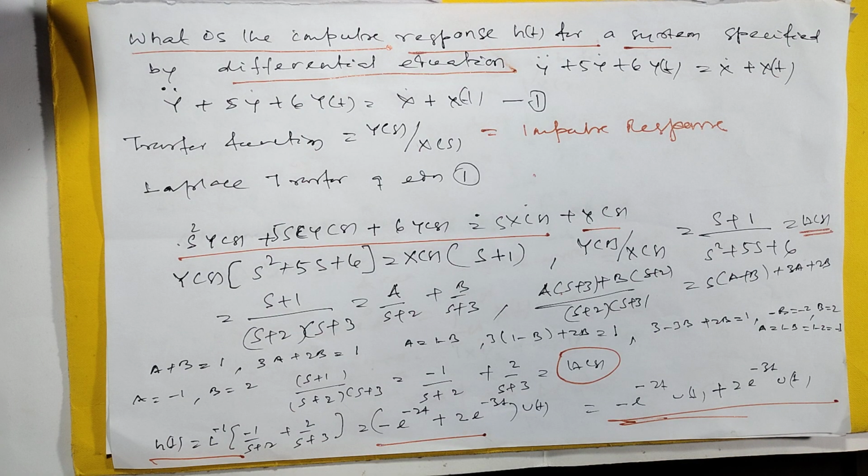Question 21. What is the impulse response h(t) for a system specified by the differential equation y''(t) + 5y'(t) + 6y(t) = x'(t) + x(t)? Here y double dash means d squared y by dt squared, and y dash means dy by dt.